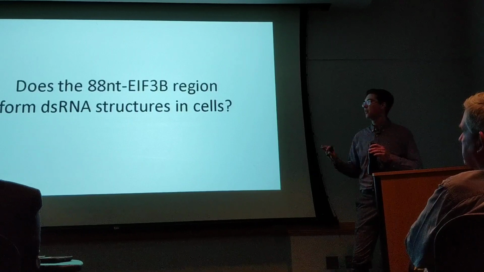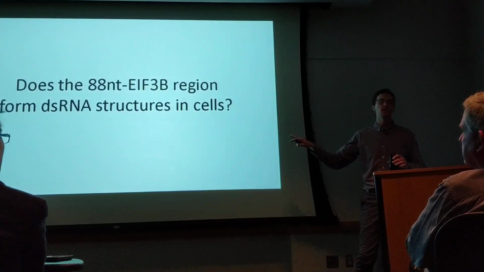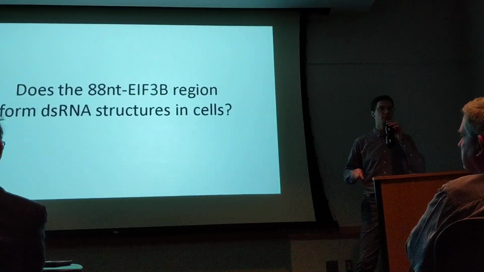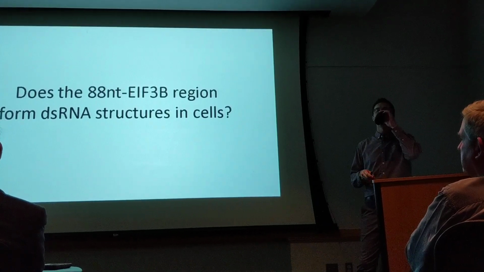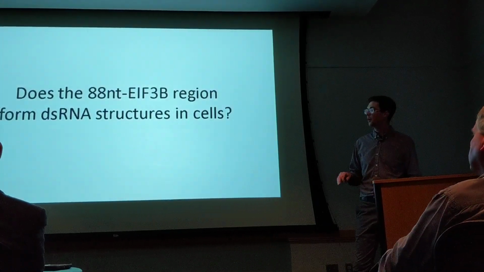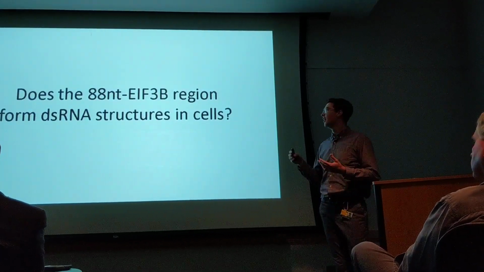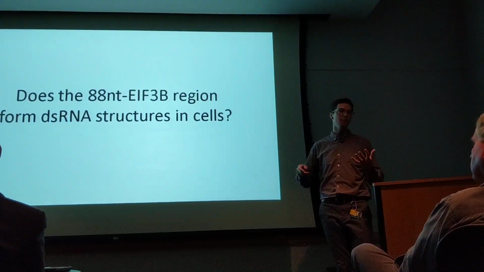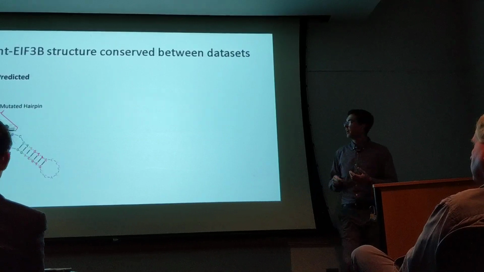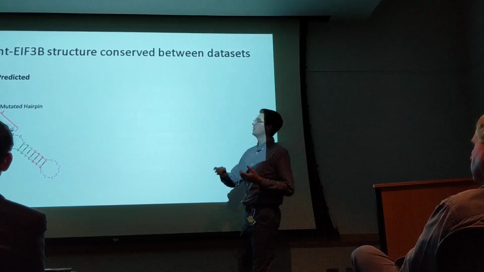So everything I've been talking about has been using predictive programs to determine if it's base paired or not. I wanted to know, if you look within a cell, can you observe the regions to be base paired? And there are some nice, publicly available data sets which can look genome-wide, at the single nucleotide level, to see whether there is base pairing going on or not.